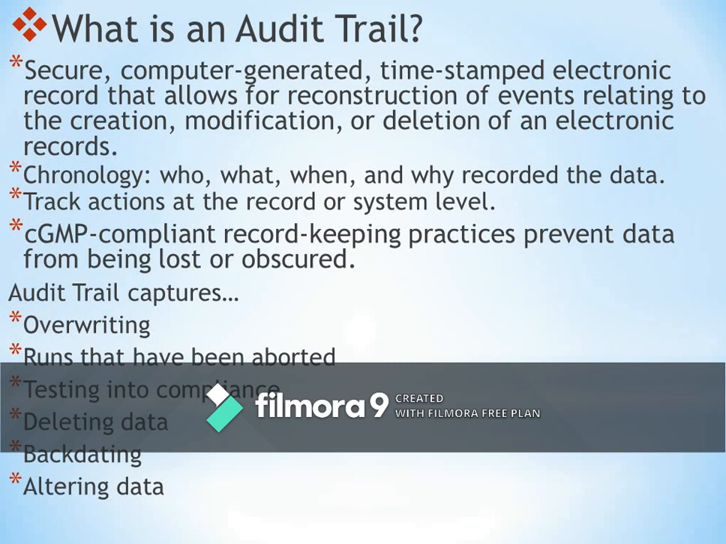How, what, when, and why the data was recorded is the chronology of the audit trail. Whenever we are auditing, whenever we are visiting an audit trail, we should review all of this chronology of the document and track the actions at the record or system levels. cGMP compliance record keeping practices prevent the data from being lost or obscured. Whatever we get from the audit trail, whenever any overwriting is there, we can understand this from the audit trail.